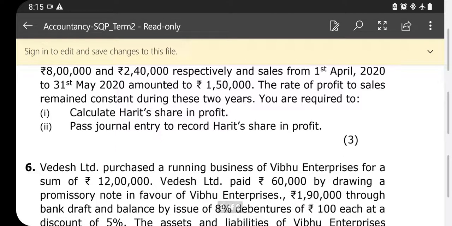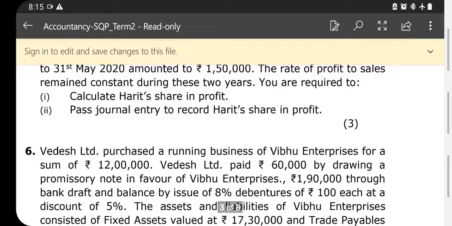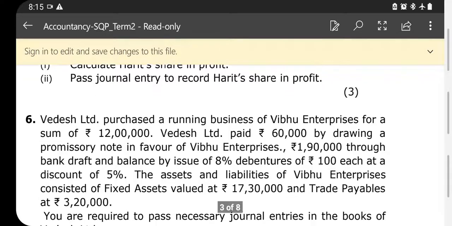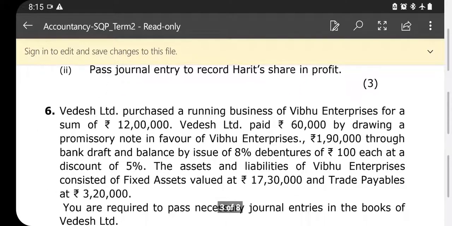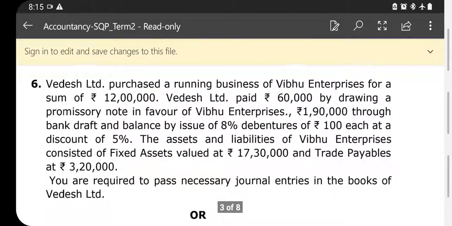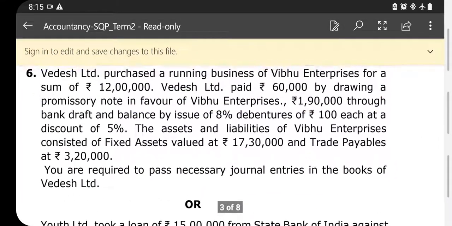The rate of profit to sales remained constant during these 2 years. You are required to, number 1, calculate Harit's share in the profit, and second one, pass journal entry to record Harit's share in profit. This carries 3 marks only. Sixth question, there is an option, either or.